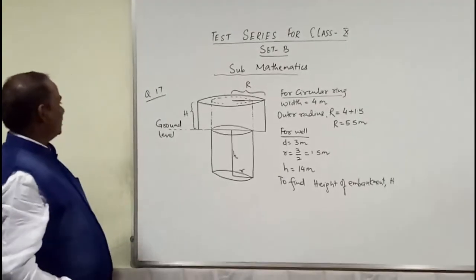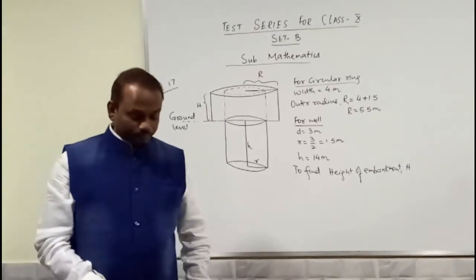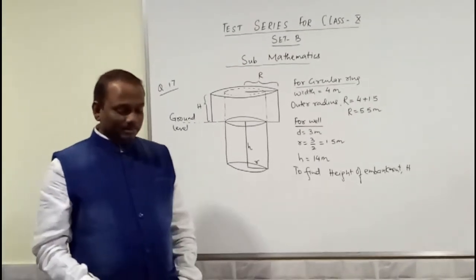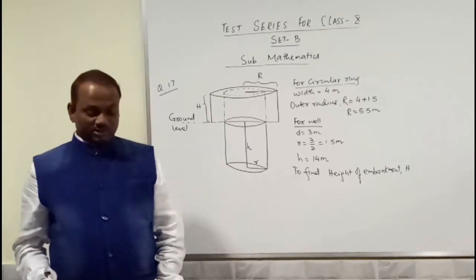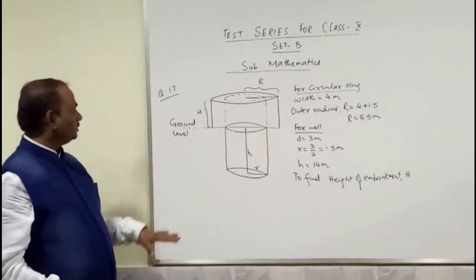The next question is an important one, question number 17 from surface area and volume. It's given a well of diameter 3 meter and 14 meter deep is dug. You can see I have just tried to picturize it in front of you.